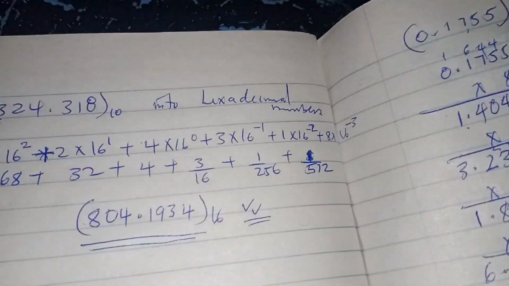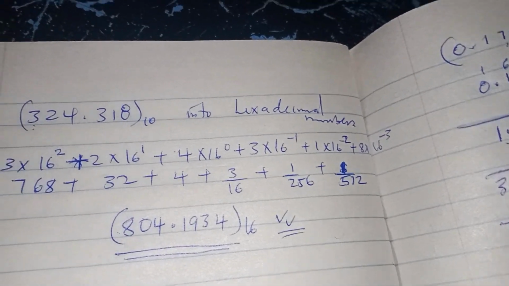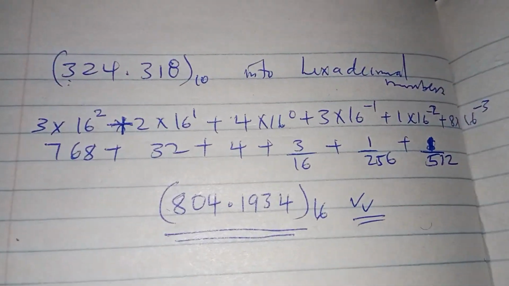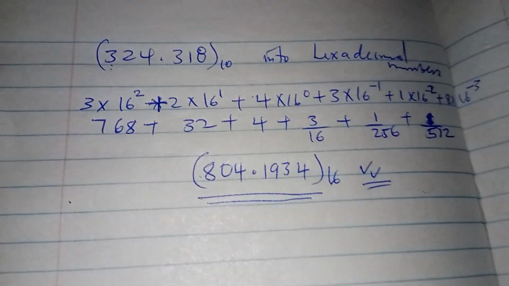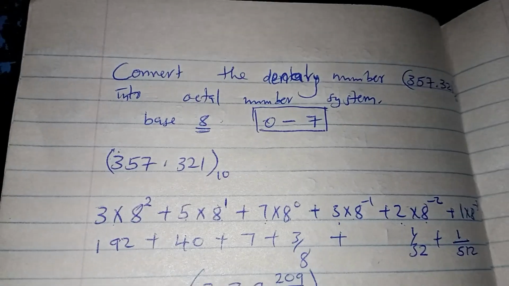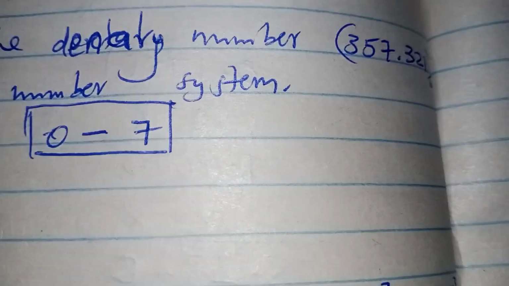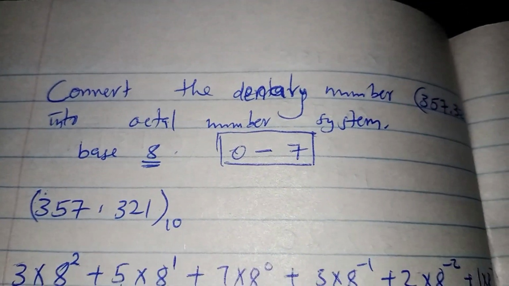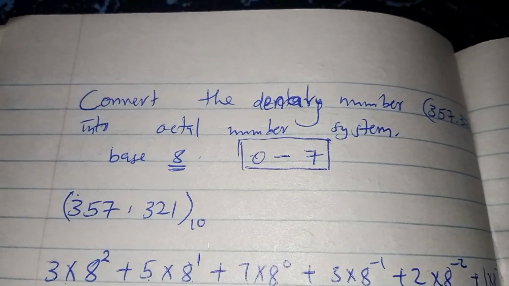So once again, you have to be very keen on doing all this. There are many examples that I'm going to bring to you, so just be very keen. And I think today you have understood. Remember, we have learned how to convert a denary number into an octal number.